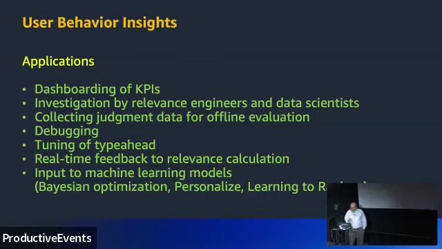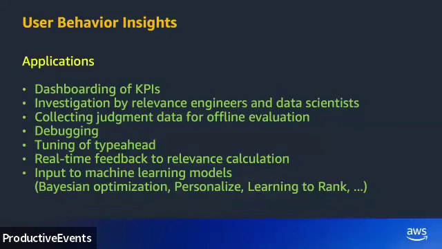Investigation of particular problems by relevance engineers, data scientists. Collecting judgment for offline evaluation. So even though we have all this dynamic data, we do still want to do offline evaluation. So where do you get the queries for offline evaluation? You get them here. Debugging, tuning of all sorts of parts, so type ahead and so on. Real-time feedback to relevance feedback.